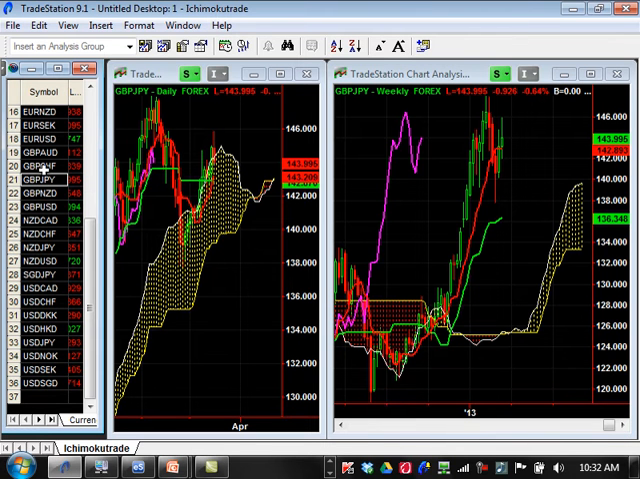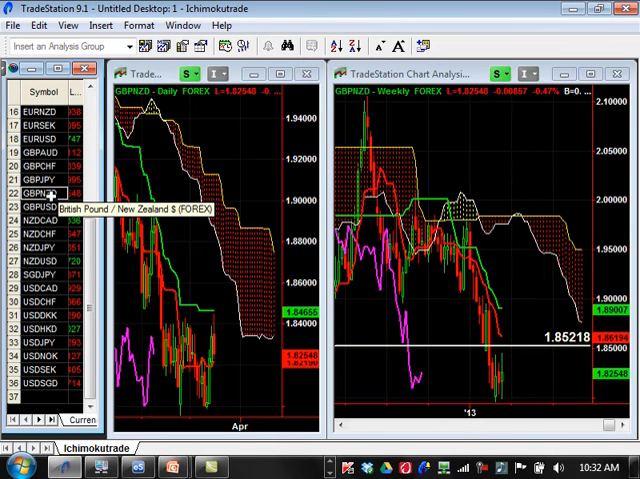Pound yen, it's a little weak, you'll notice, compared to all the yen pairs, but this is still bullish trending just like all the other yen pairs.